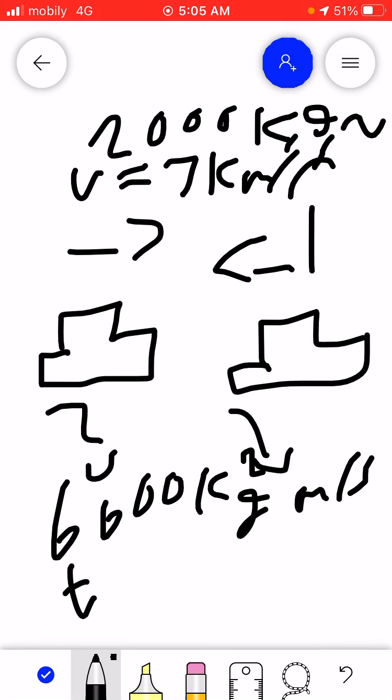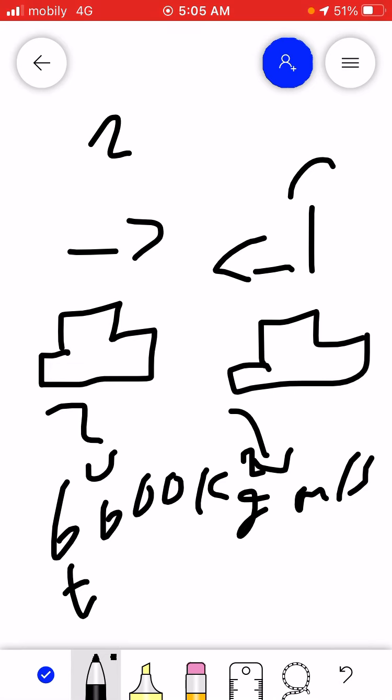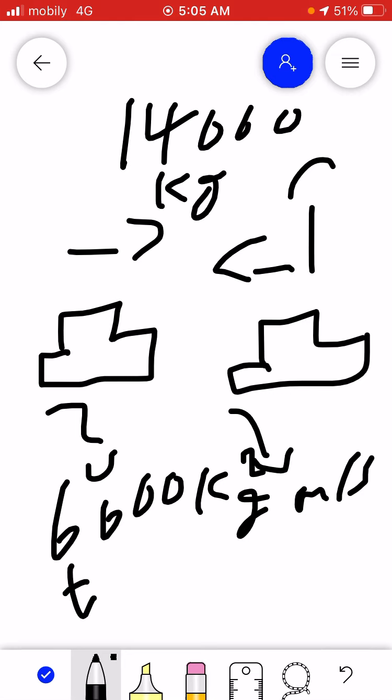All right. Well, the total is 14,000. Here you said it's kilograms, kilometers, so kilometers per second squared, and that one is basically 14,000.